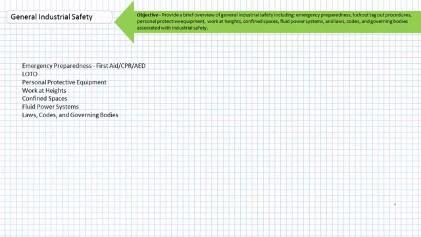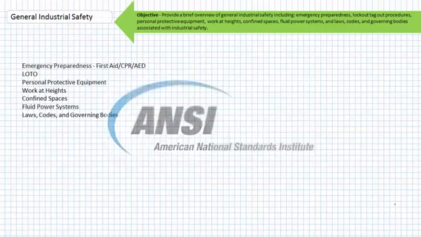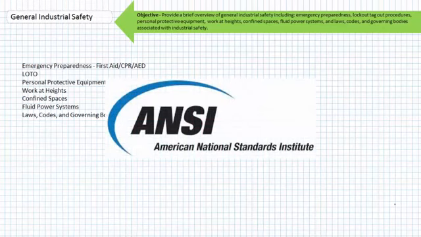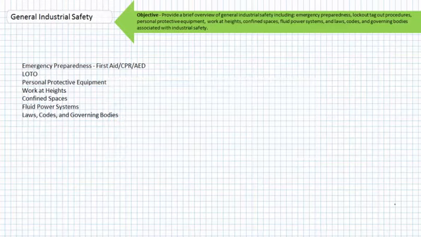OSHA has a strong relationship with another body called the American National Standards Institute, or ANSI. I previously mentioned ANSI in our discussion on personal protective equipment. The best summary I've ever heard about the different roles of these two organizations is that ANSI develops and issues performance standards for products. However, OSHA regulations tell you why you use these products to protect workers.